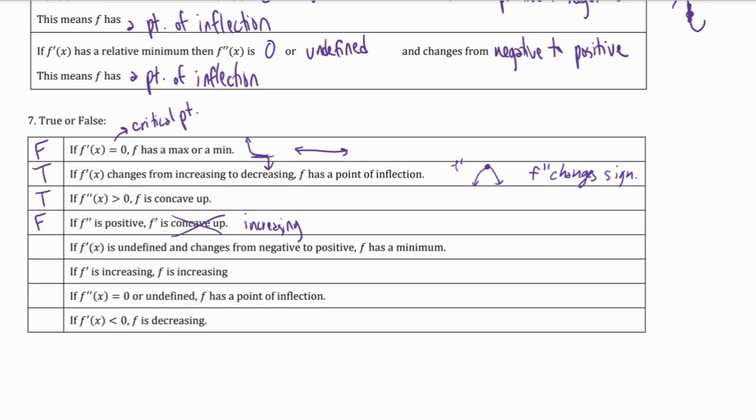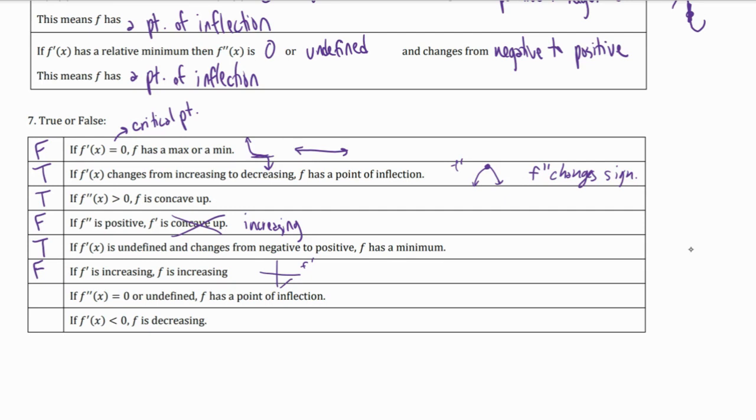If f prime is undefined and changes from negative to positive, then f has a minimum. That is true. If f prime is increasing, does that mean f is increasing? No, of course not. Let's say this is the graph of f prime. Let's say f prime is increasing, but it's negative. Then f isn't increasing, it's actually decreasing. So just because f prime is increasing does not mean f is increasing.